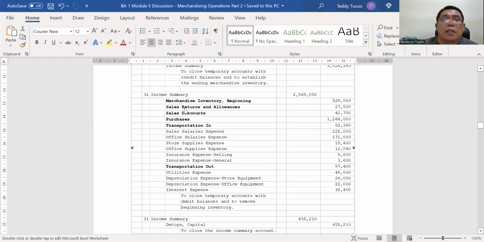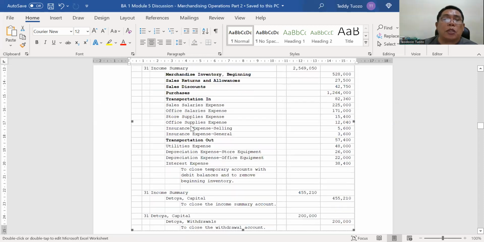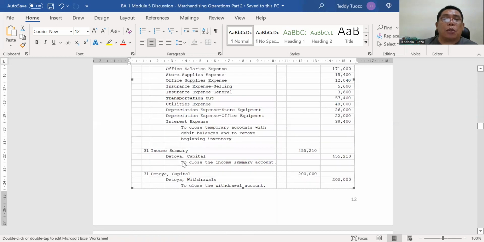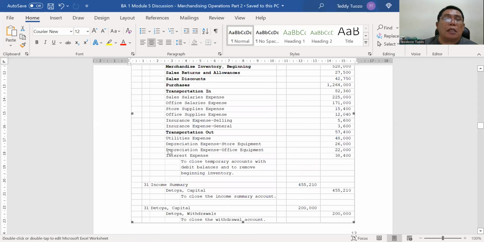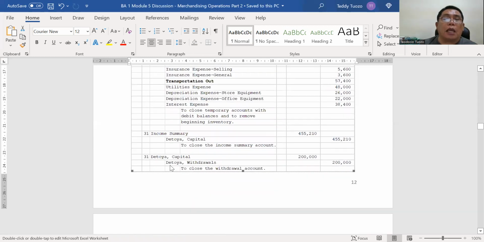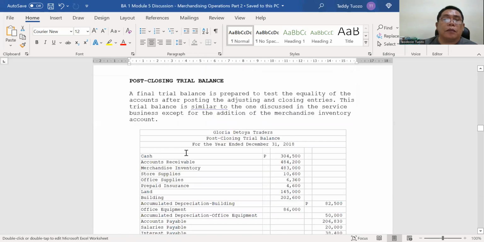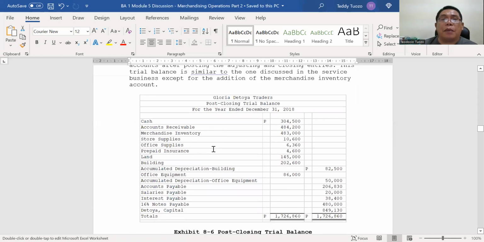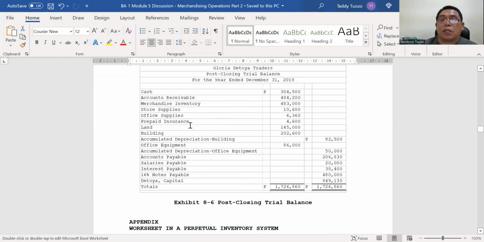And the sales returns and allowances are debit balances, that's why we have to close them together with the merchandise inventory, purchases, transportation in and transportation out. The same happens to close the income summary and to close the withdrawal account. The post-closing trial balance is still the same. It is a balance sheet in a trial balance form, the same as in the service concern.